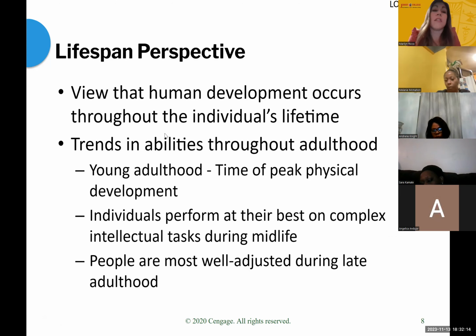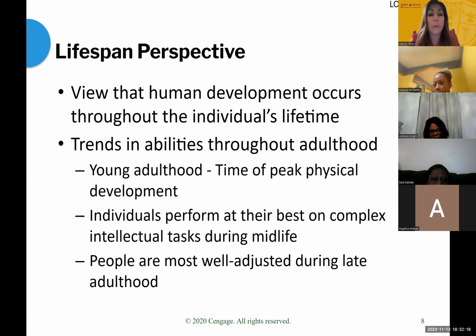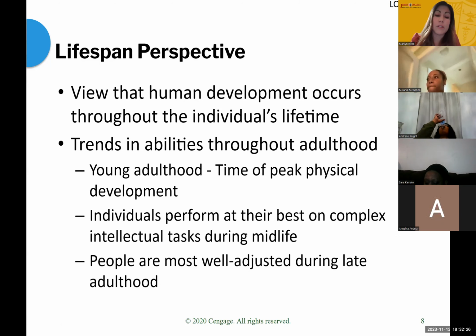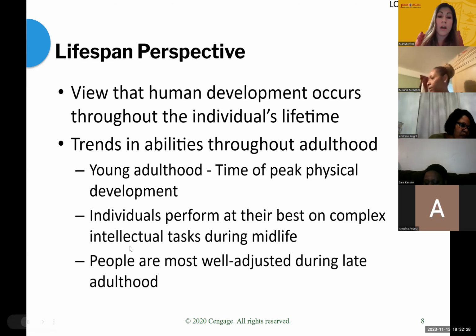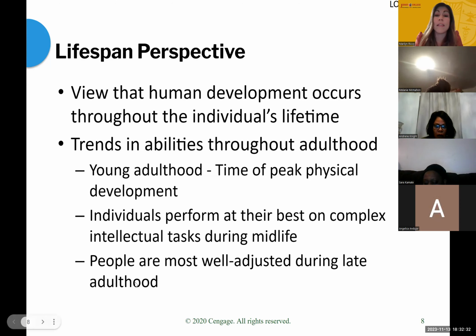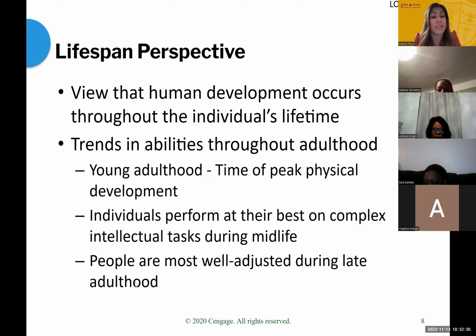So the lifespan perspective is the view that human development occurs throughout one individual's lifetime. So every individual develops over the course of their life. Trends in abilities throughout adulthood: young adulthood was the time of peak physical development. Individuals perform at their best on complex intellectual tasks during midlife. People are most well-adjusted during late adulthood.